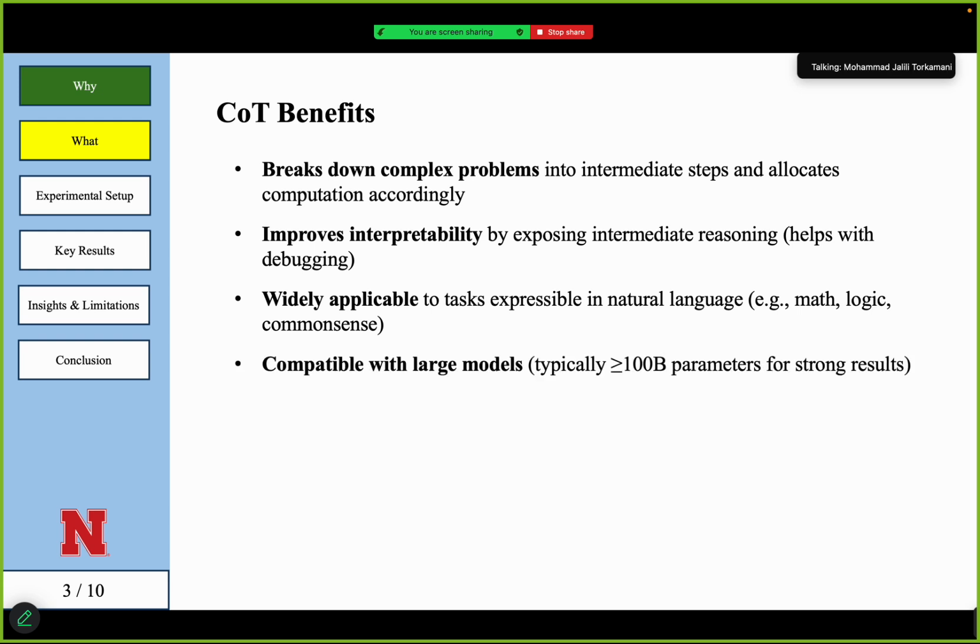And the experiments that we're going to discuss in the next slides show that the real power of chain of thought is shown when the number of parameters of the model is more than 100 billion. But it's not guaranteed. If the model has fewer parameters, chain of thought is still beneficial.